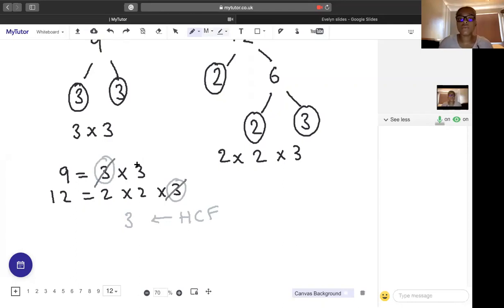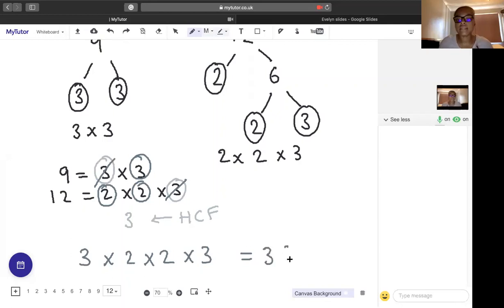So the leftover ones is this 3, this 2, and this 2. So we're going to multiply our highest common factor with the leftover numbers. So 2 times 2 times 3. And this will give us 3 times 2 is 6, times 2 is 12, times 3 is 36.